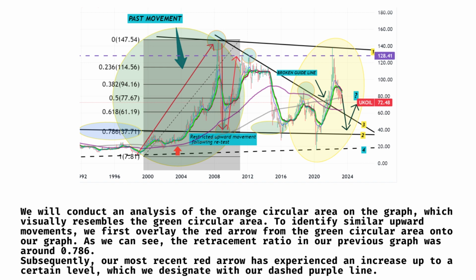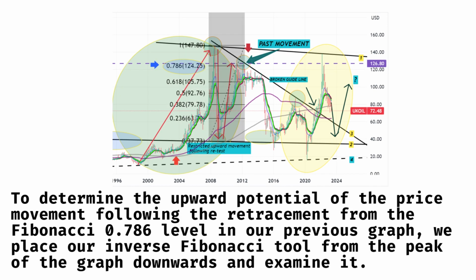We will conduct an analysis of the orange circular area on the graph, which visually resembles the green circular area. To identify similar upward movements, we first overlay the red arrow from the green circular area onto our graph. As we can see, the retracement ratio in our previous graph was around 0.786. Subsequently, our most recent red arrow has experienced an increase up to a certain level, which we designate with our dashed purple line. To determine the upward potential of the price movement following the retracement from the Fibonacci 0.786 level in our previous graph, we place our inverse Fibonacci tool from the peak of the graph downwards and examine it.